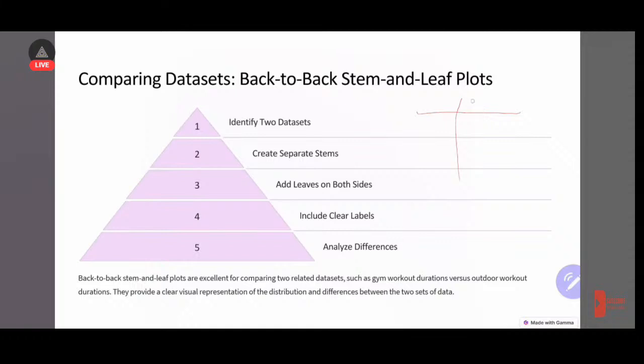You have the stem. You have the leaf. And on this side too, you have the leaf. So they can have the same stem, but the leaf can be different. So this is how it works.